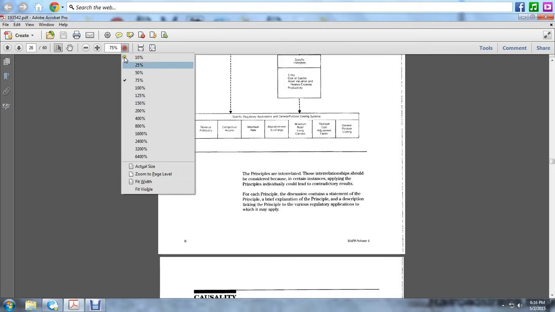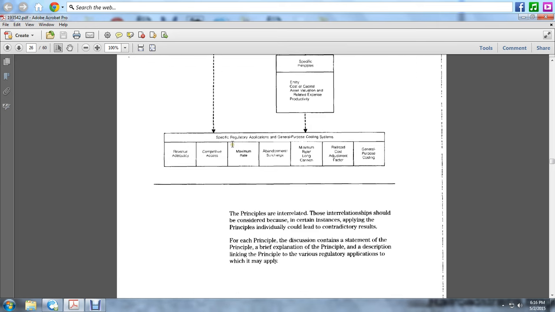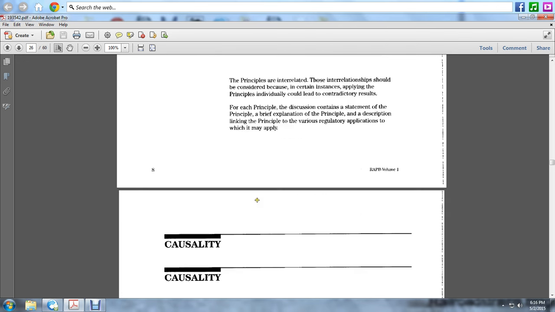Now back once again to 100%, and the principles are interrelated. Interrelationship should be considered in certain instances. Applying a principle individually could lead to contradictory results. For each principle, the discussion contains a statement of the principle, a brief explanation of the principle, and a description linking the principle to the various regulatory applications to which it may apply.